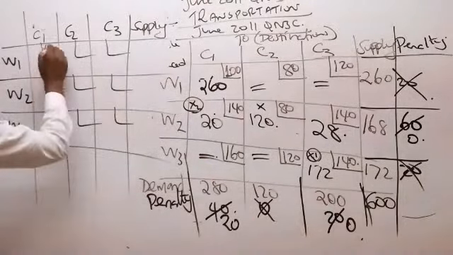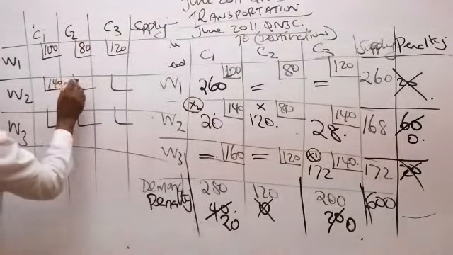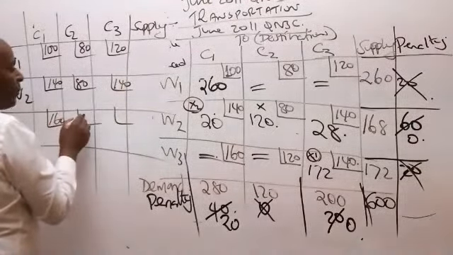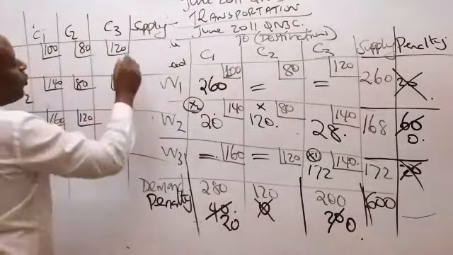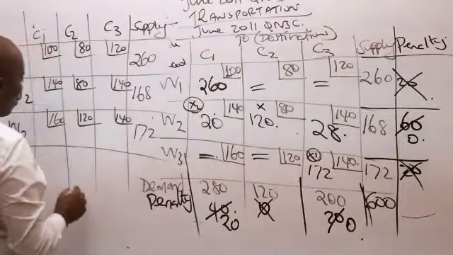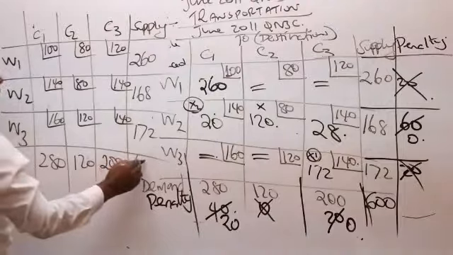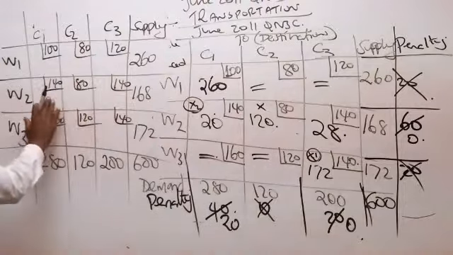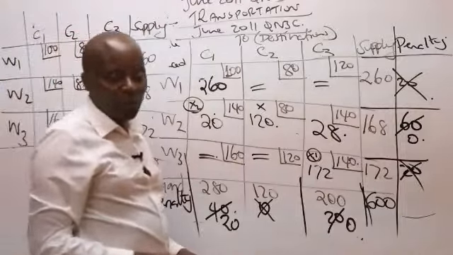Our cells, we have 100, 80, 120, 140, 80, 140, we have 160, we have 120, we have 140 like that, and then we have 260, we have 168, we have 172, we have 280, we have 120, we have 200, giving us 600. So now I would want you guys to take a step of faith and fill these cells inside here, using Vogel's approximation method without fearing anybody.